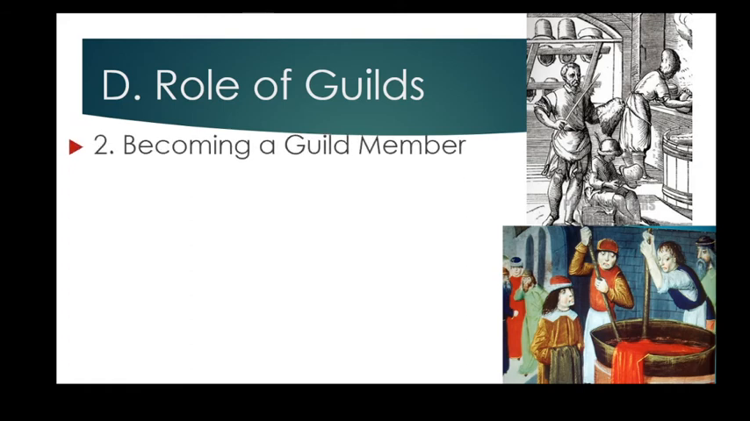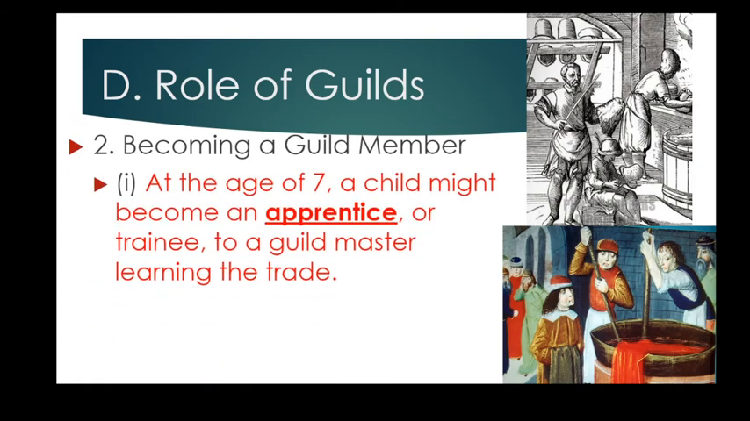Okay. If you wanted to become a guild member, at the age of 7 you would start. This kind of goes in line with knighthood, right? A child might become what's called an apprentice or a trainee. They would serve. So, for instance, Benjamin Franklin was kind of living and doing this kind of system, even though he lived significantly later than this system. He worked as an apprentice for a newspaper company for long periods of time until he made his own.